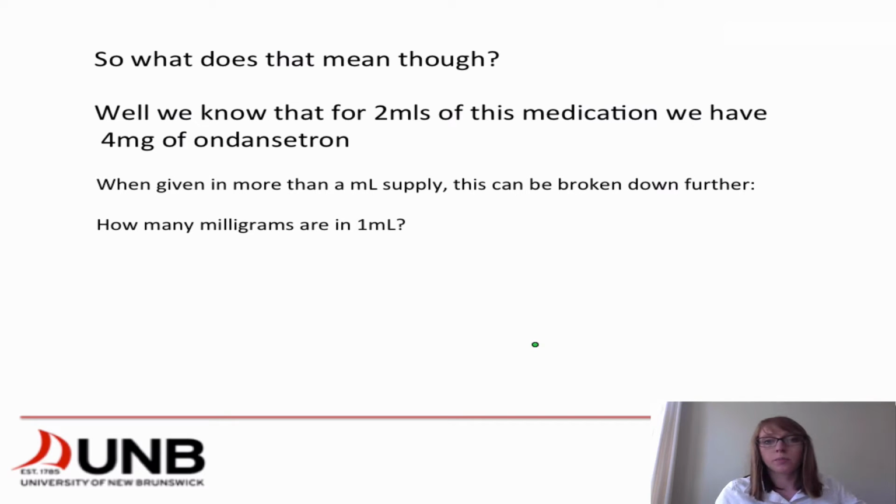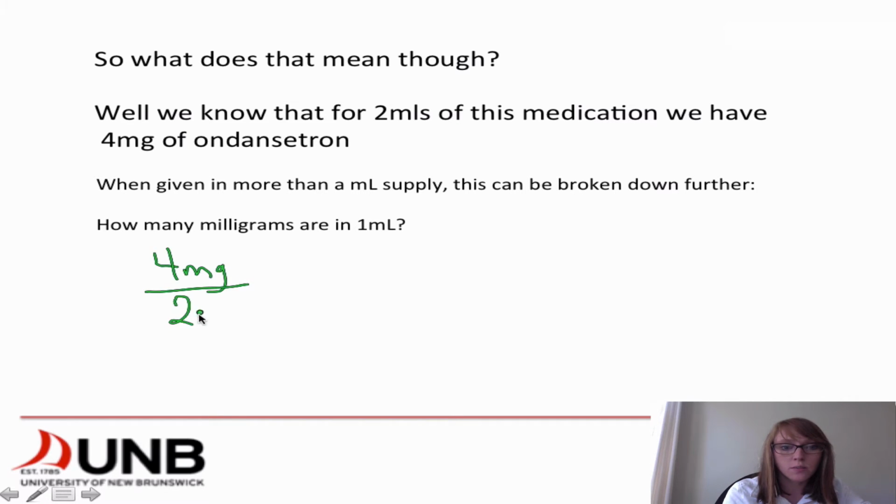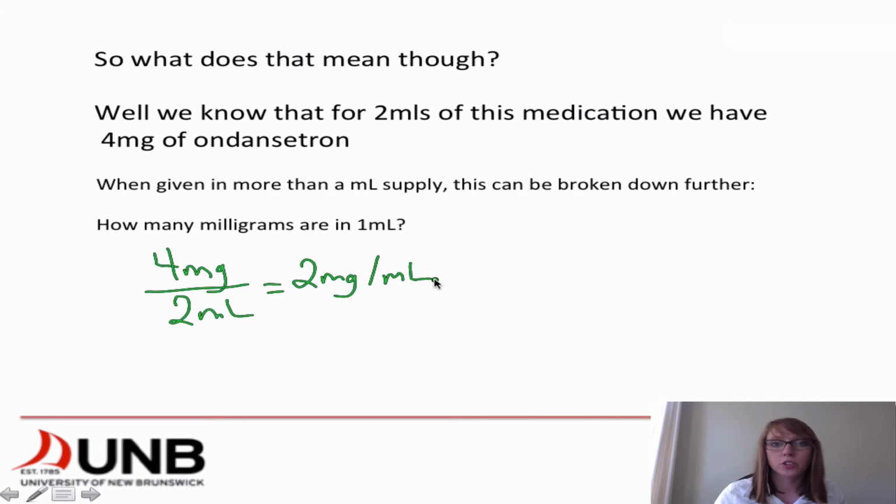Since we're looking for milligrams per mL, we can do exactly what it says. So this drug is 4 milligrams in 2 mL of medication. So we want milligram per mL. There's nothing canceling out here. That's exactly what we want. So we know that there are going to be 2 milligrams per 1 mL. So that's how you do that. You're just taking your milligrams, dividing it by the amount of mL, and then you're going to find out how much medication you have in 1 mL.